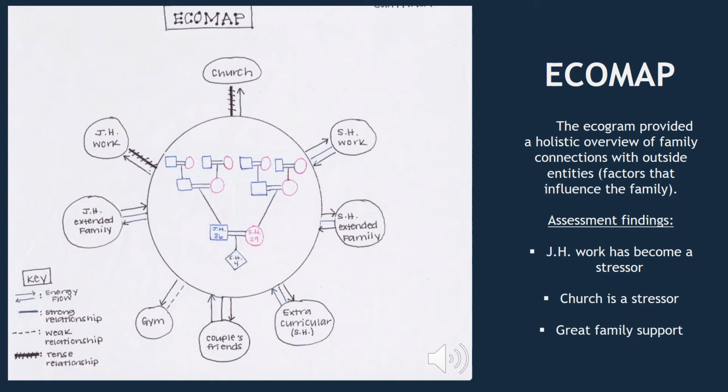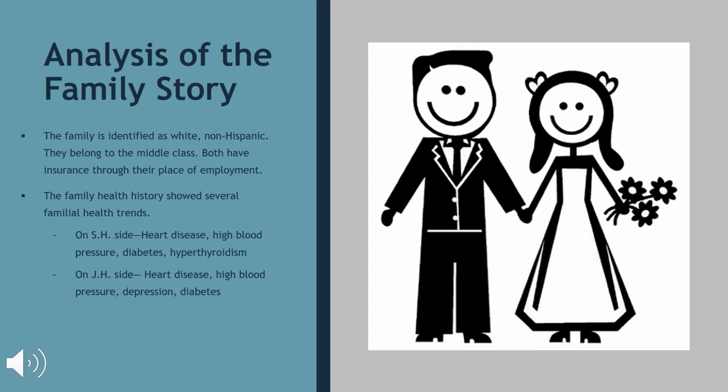Some of the assessment findings for their ecomap include identifying that JH's work has become a stressor as he works long hours and he has to drive for his job. Church is also a stressor as JH and SH are of different religions. But one thing that was identified in their ecomap is that they have great family support on both extended sides of their families. The analysis of the family story will be discussed within the next few slides.